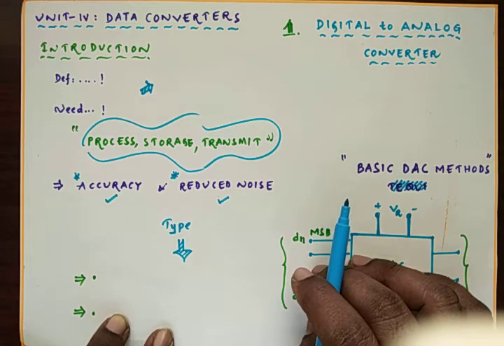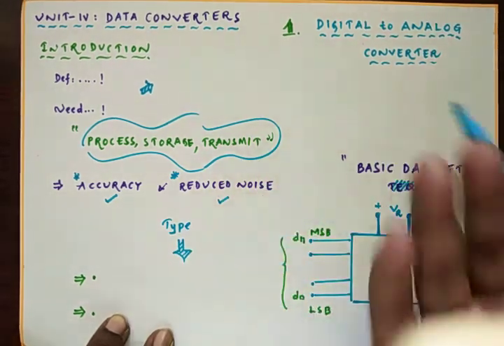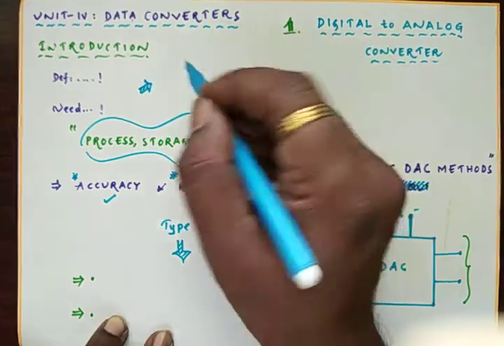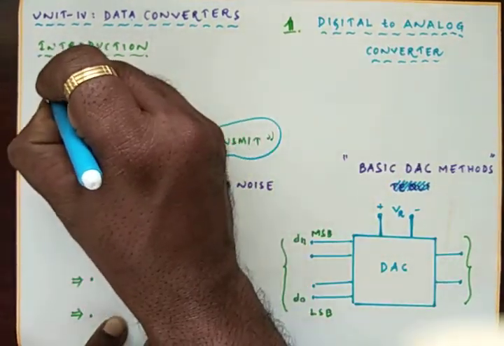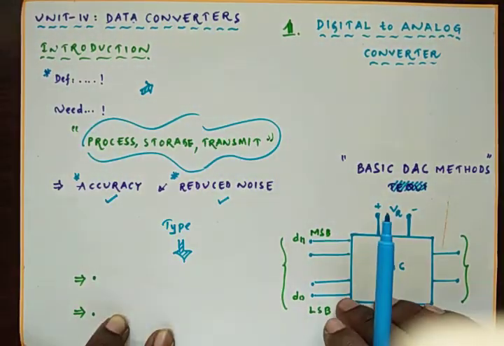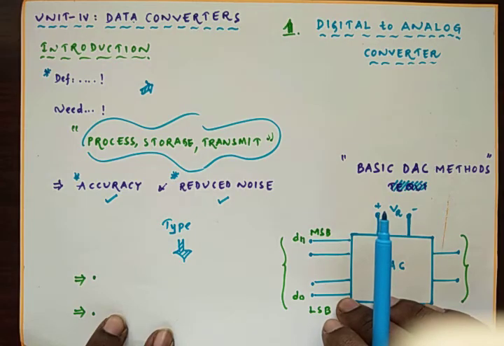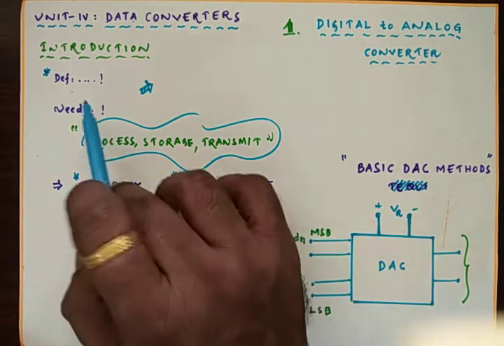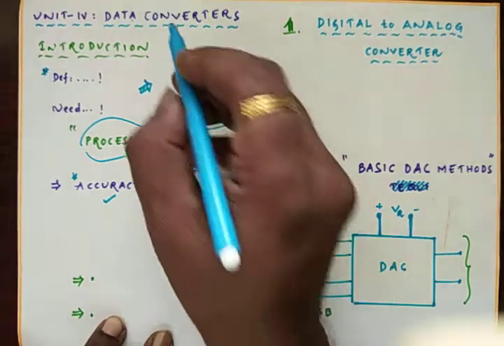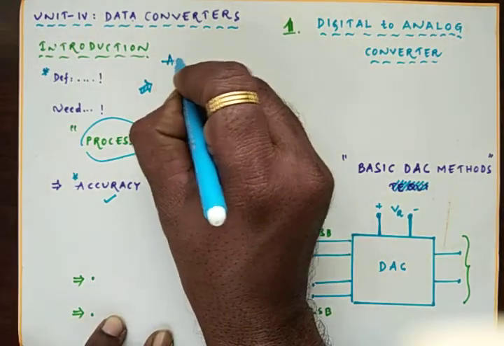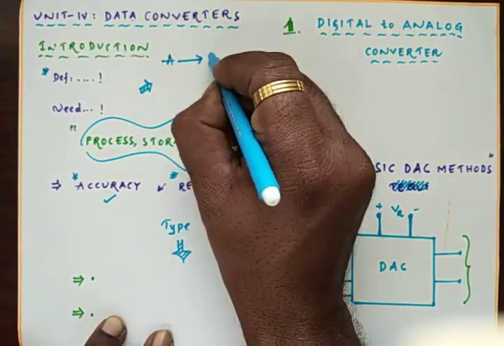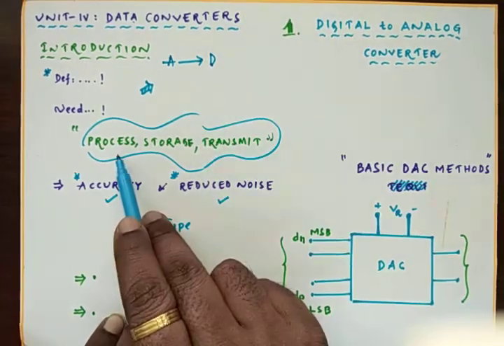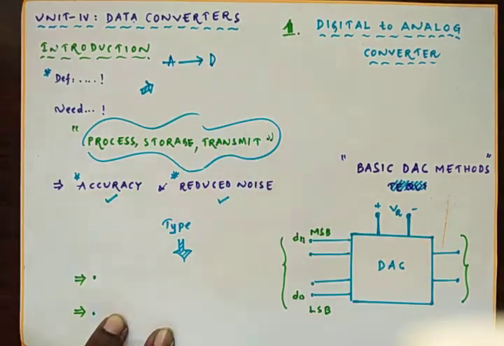The converter which converts one form of data into another form, we can call a data converter. The definition is very simple. A data converter is a device which converts one form of data into another form. Here we have analog data, and we have to convert it into digital form to process, store and transmit the data.